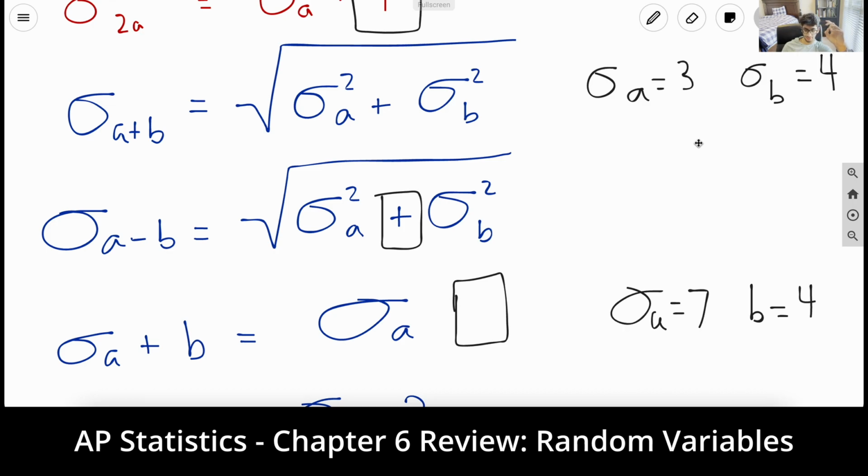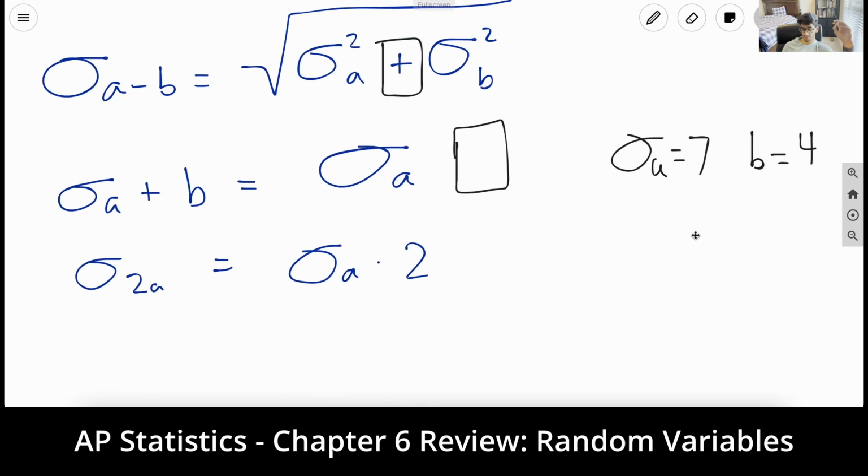This is similar to variance: you have to add them. For both adding and subtracting, you have to add the variances under the radical. Standard deviation does not get affected by adding or subtracting a constant, so it remains the same. Multiplying is just like variance, but instead you're not squaring the constant, you're just multiplying by that constant.